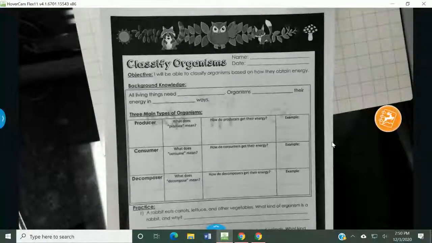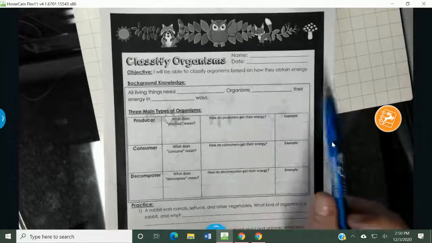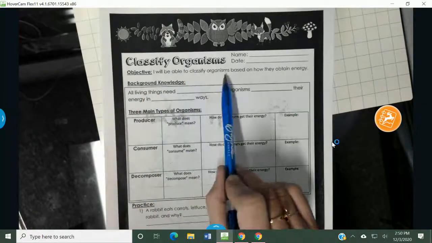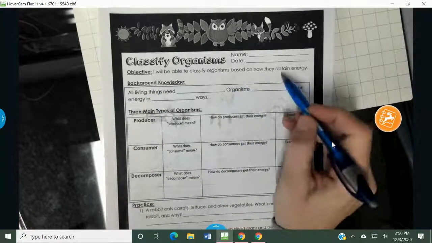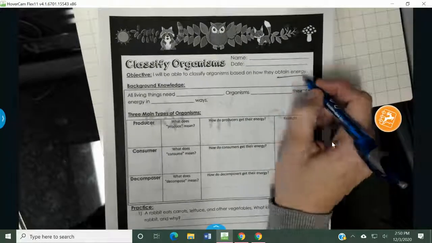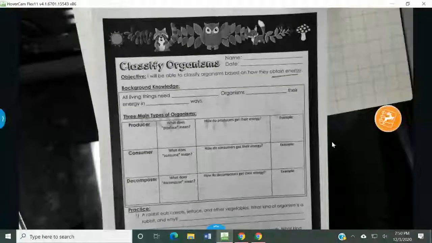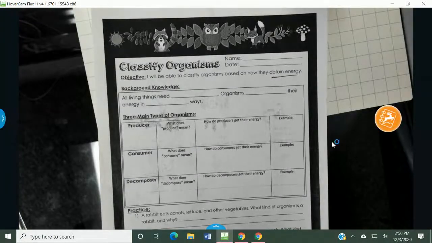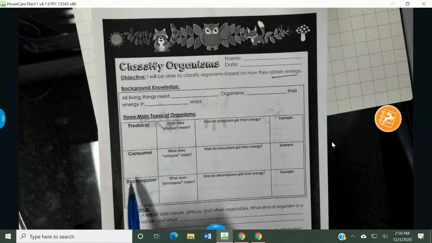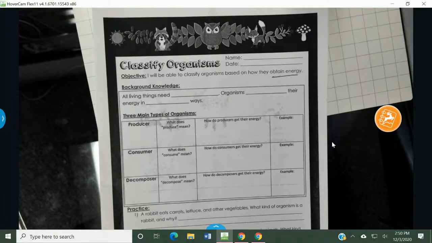Okay, so we are talking about how to classify organisms. I will be able to classify organisms based on how they obtain energy. So every living thing needs energy in order to survive. Humans need food in order to have energy. Food gives you energy. So we need to think about the three main organisms, which are producers, consumers, and decomposers. And we're going to talk about how they get their energy so they can survive.